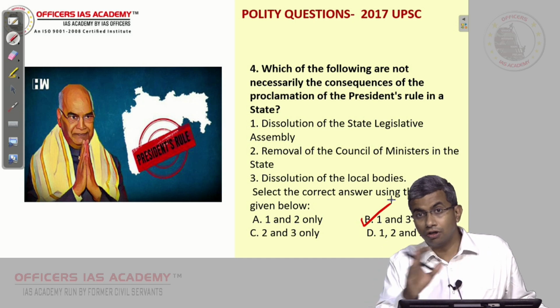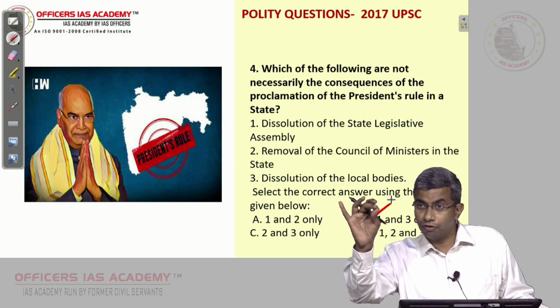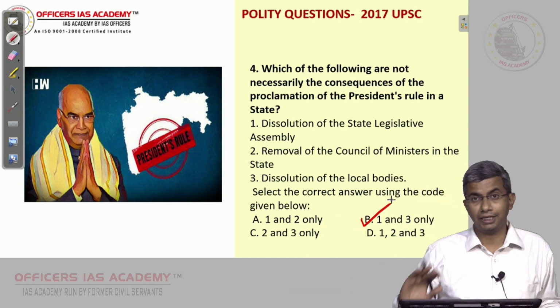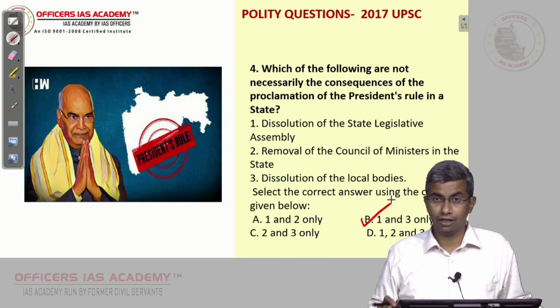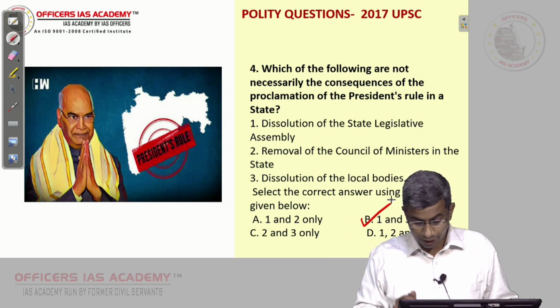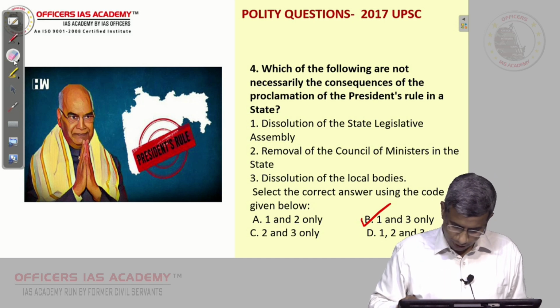Dissolution of the local bodies has got nothing to do with Article 356. It is only for the state government. Local bodies are separate Panchayati Raj institutions. They will continue. It has got no bearing on whether the state government is continuing or not. So the correct answer for this is B, 1 and 3 only.